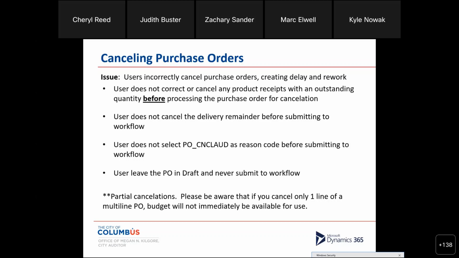Partial cancellations. Please be aware that if you cancel only one line of a multi-line PO, your budget does not immediately become available for use, because the system doesn't automatically finalize an individual line. The system does have a process that runs nightly when you cancel an entire purchase order that will finalize that PO, and then that money, assuming it's current year, of course, returns to your budget. So those are things to be aware of.